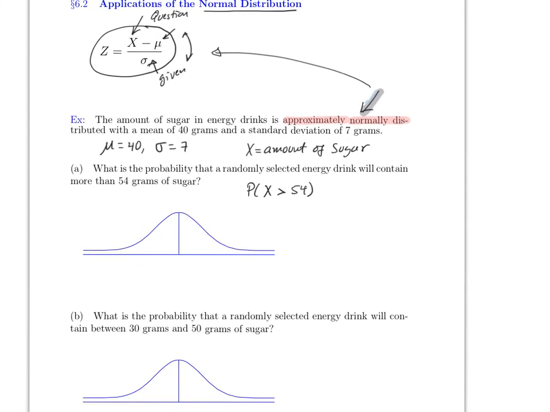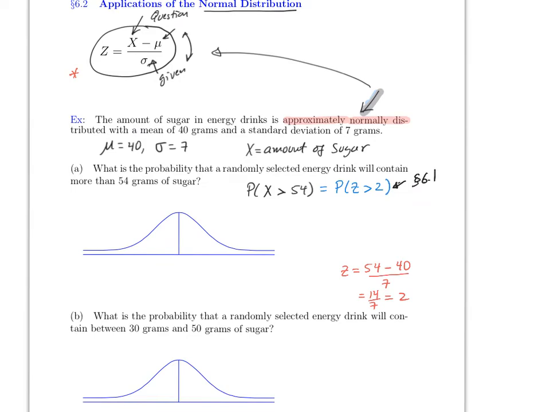The first thing you have to do is use this formula. So here the value for z will be x, which is 54, minus 40 divided by 7, which is 14 over 7, which is 2. Hence, this is the same thing as finding the probability that z is greater than 2. Once you get the value for z, or the z-score, then this is section 6.1.